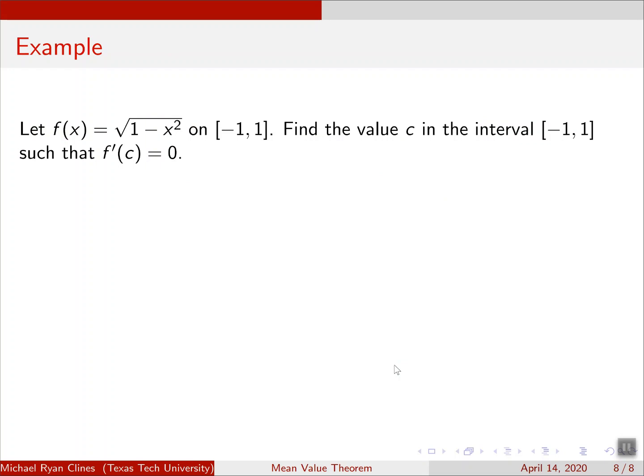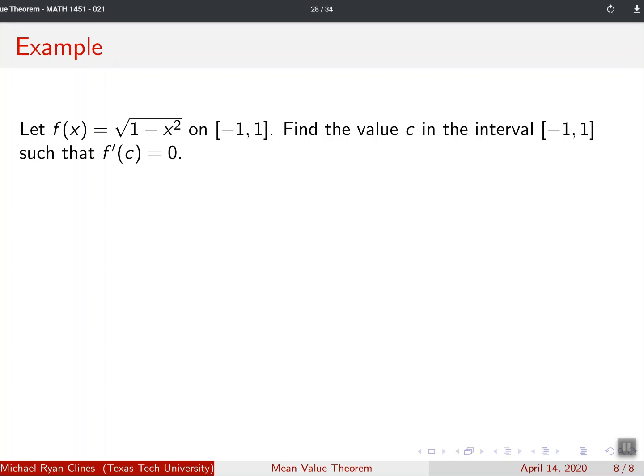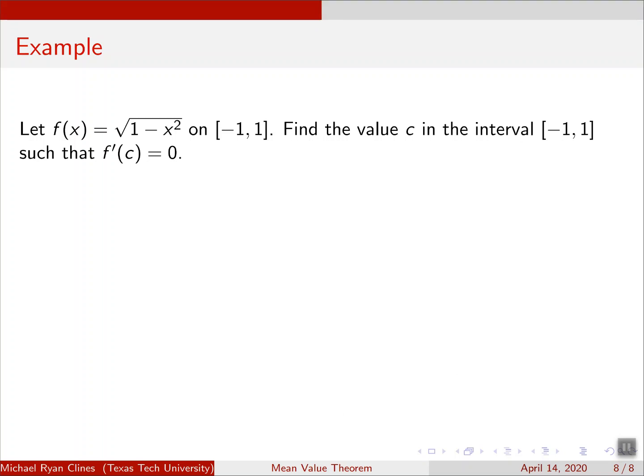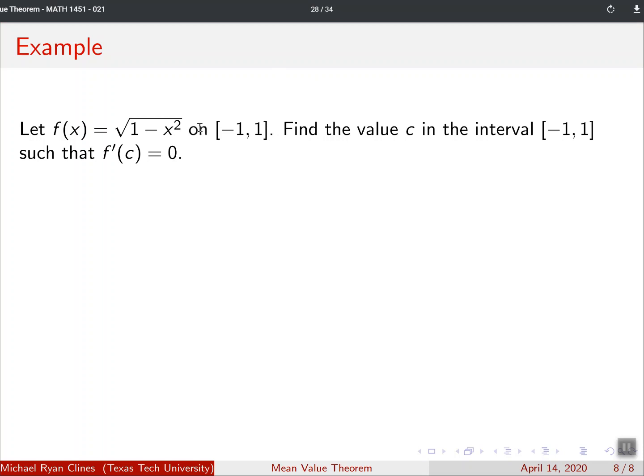Let f of x equal the square root of 1 minus x squared on the closed interval -1 to 1. Find the value c in the interval -1 to 1 such that f prime of c is equal to 0. Well, if you remember back to section 2.3, I believe, we actually proved that this function is continuous on -1 to 1. And I'm just going to go ahead and tell you, it's also differentiable on this interval. So at least the mean value theorem applies. But if you plug in -1 and 1 into this function, they're both equal to 0.